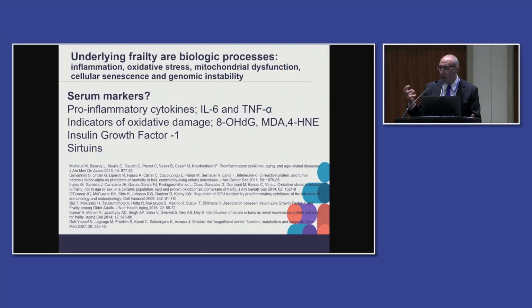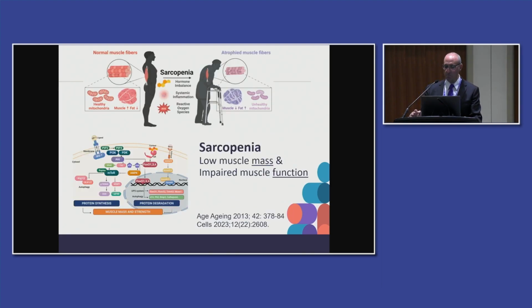And we have ways of looking at these processes in a molecular biology way. IL-6, TNF-alpha, indicators of oxidative damage, again, my favorite IGF-1, but again, not good enough. This gives some associations, but this is not good enough to act as a biological marker. Here comes sarcopenia. So let's talk a little bit about sarcopenia.